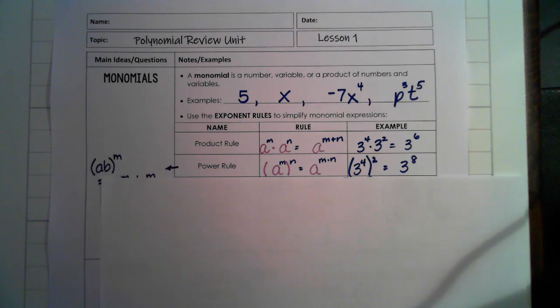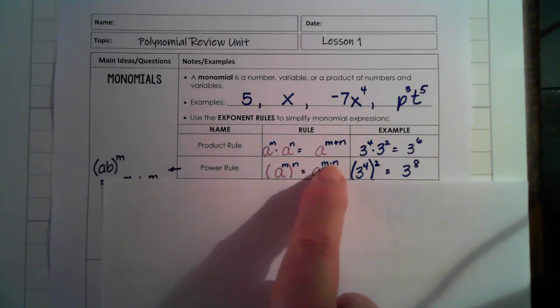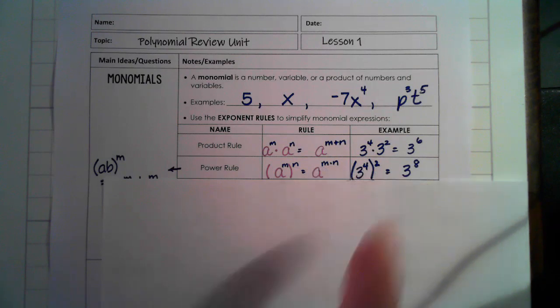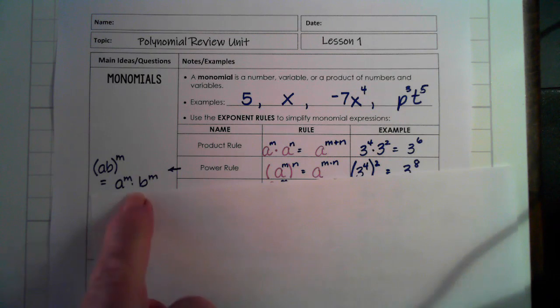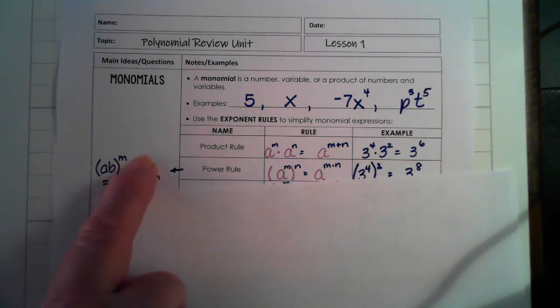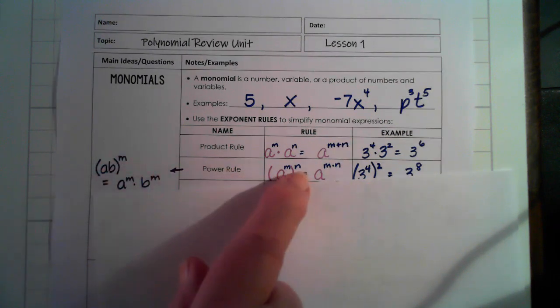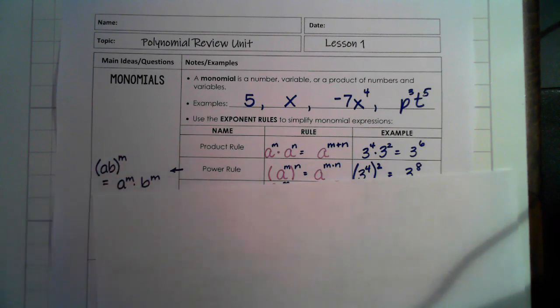The power rules: when we have a power statement, a to the m, raised to another power, we multiply our exponents, as you see in that example. Also, for the power rule, when we have a product of two things, a times b, raised to the m, you can distribute, because again, we're multiplying those exponents. So I multiply that exponent m times the exponents of each of those bases.